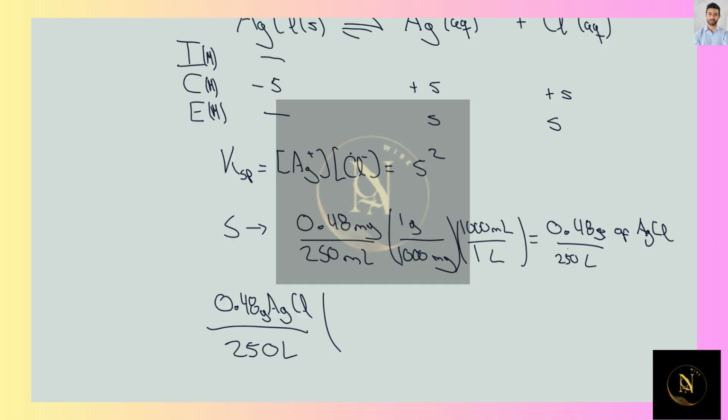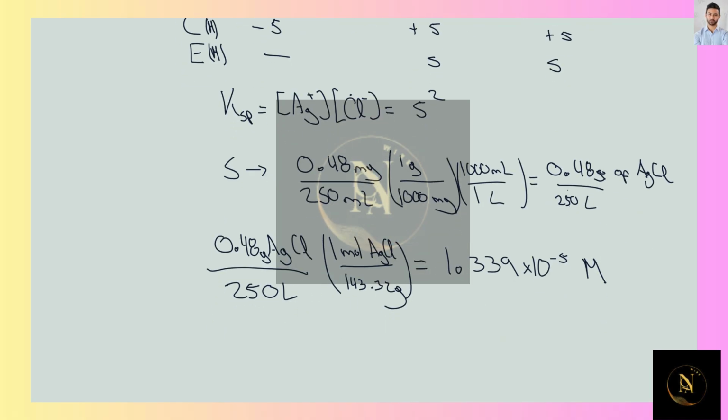How do I convert grams to moles? Well, I need to divide by the molar mass. So 1 mole of AgCl corresponds to 143.32 grams. So, after doing this operation, what we're going to get is that the solubility of silver chloride is equal to 1.339 times 10 to the minus 5 molar.